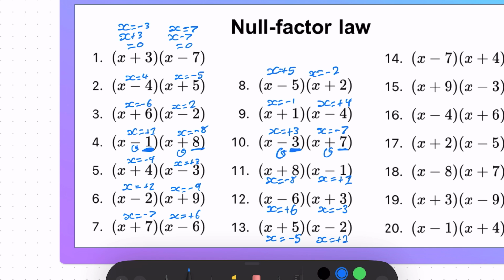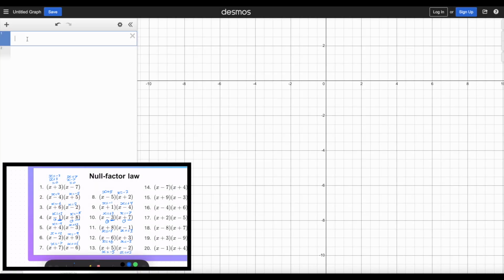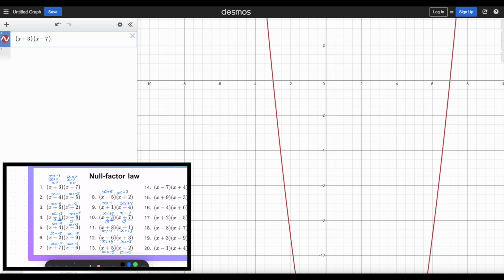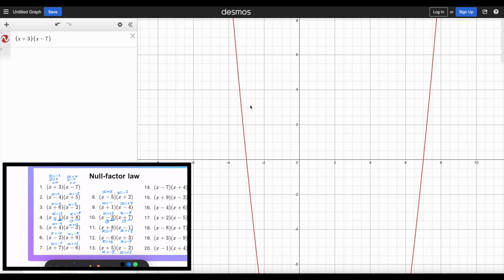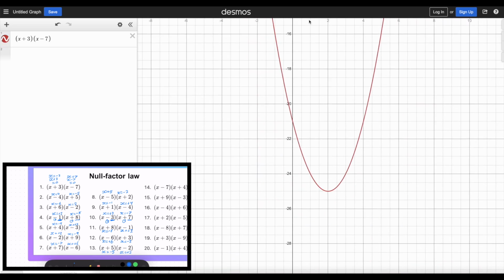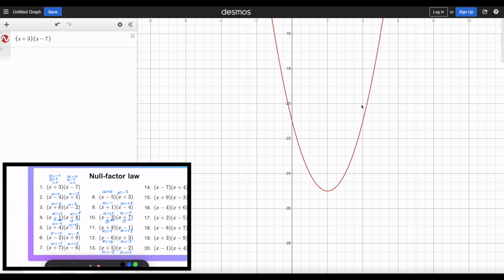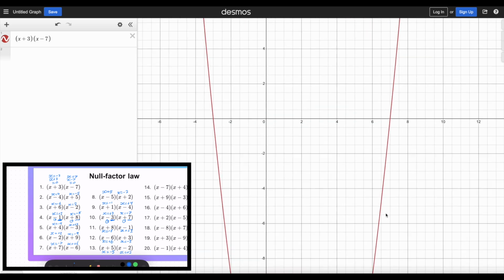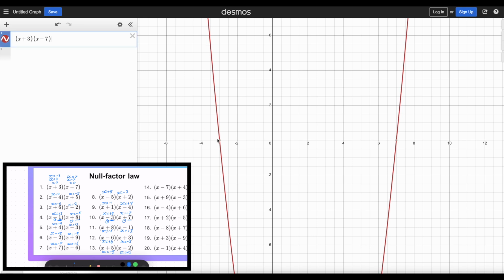So that you can believe me, let's go into Desmos and type in some of these. Let's type in question 1, x plus 3 and x take 7. You'll see we've got this line, it goes quite far down, there's the minimum here, and then it goes back up. The place where it crosses over the line is at negative 3 and positive 7. So that's what we wrote on our iPad, negative 3, positive 7.